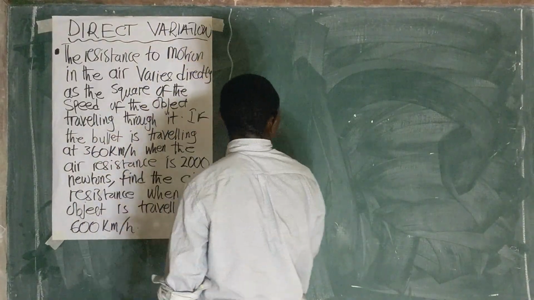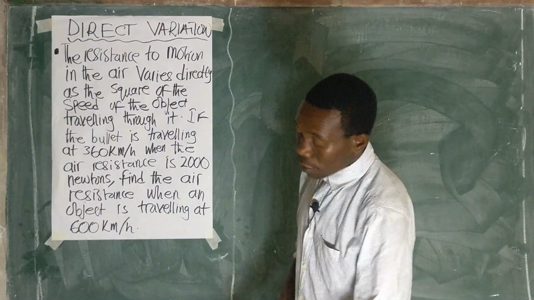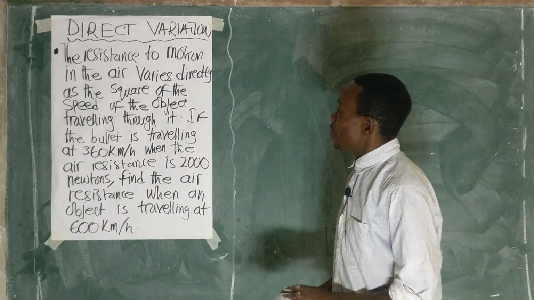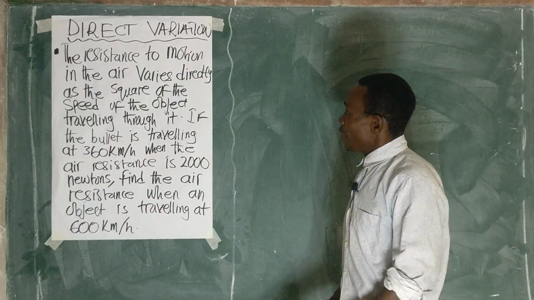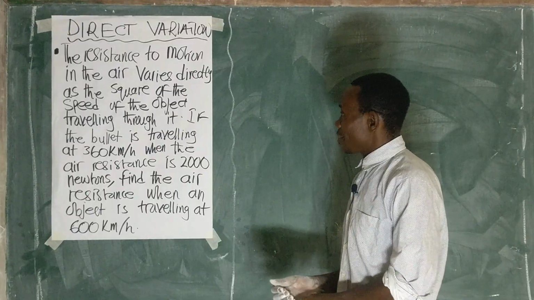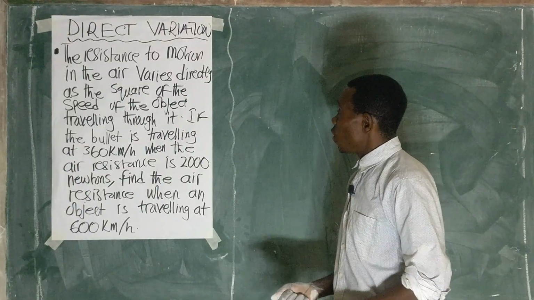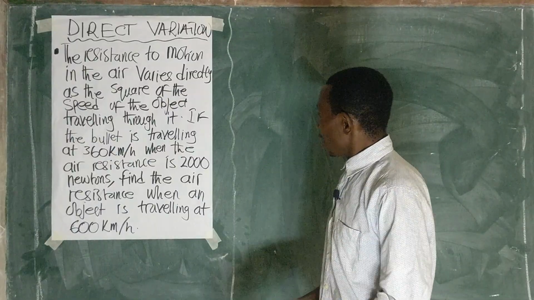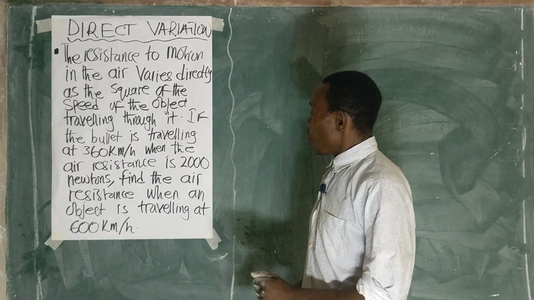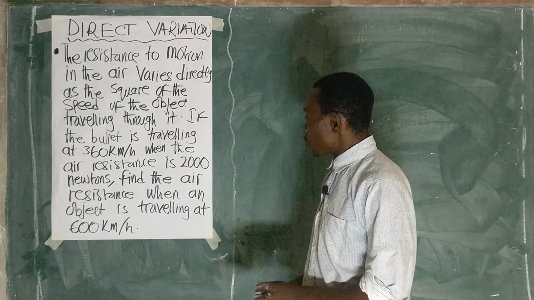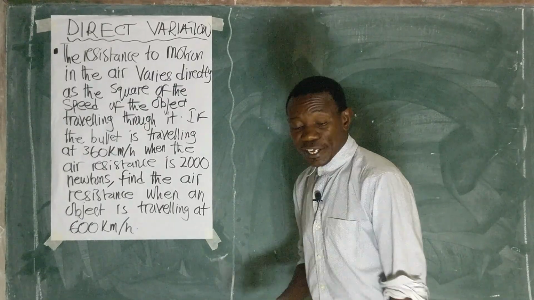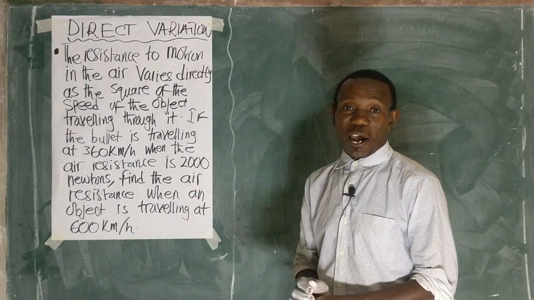Here we have a problem. It's more like issues about physics. We are told that the resistance to motion in the air varies directly as the square of the speed of the object traveling through it. If the bullet is traveling at 360 kilometers per hour when the air resistance is 2,000 newtons, find the air resistance when an object is traveling at 600 kilometers per hour.